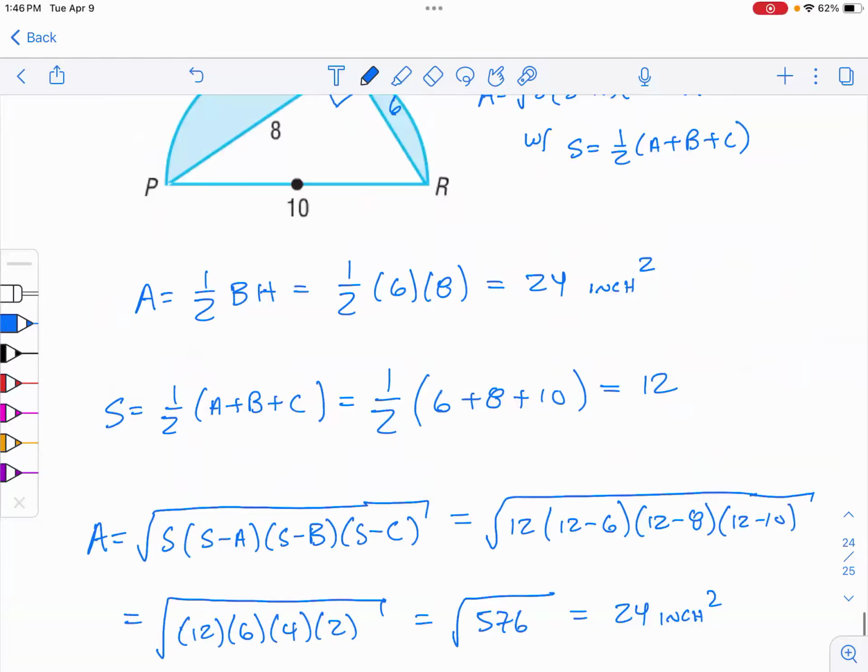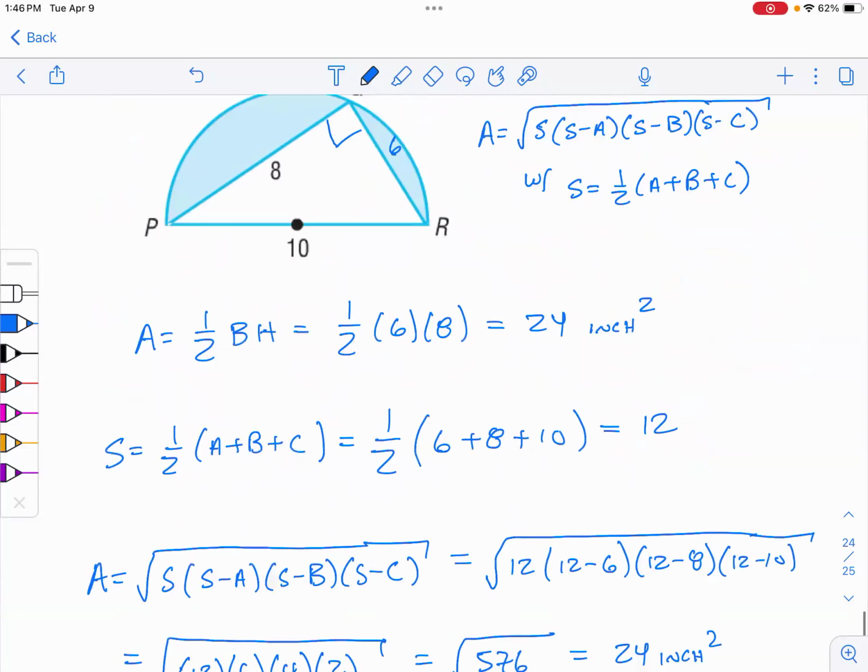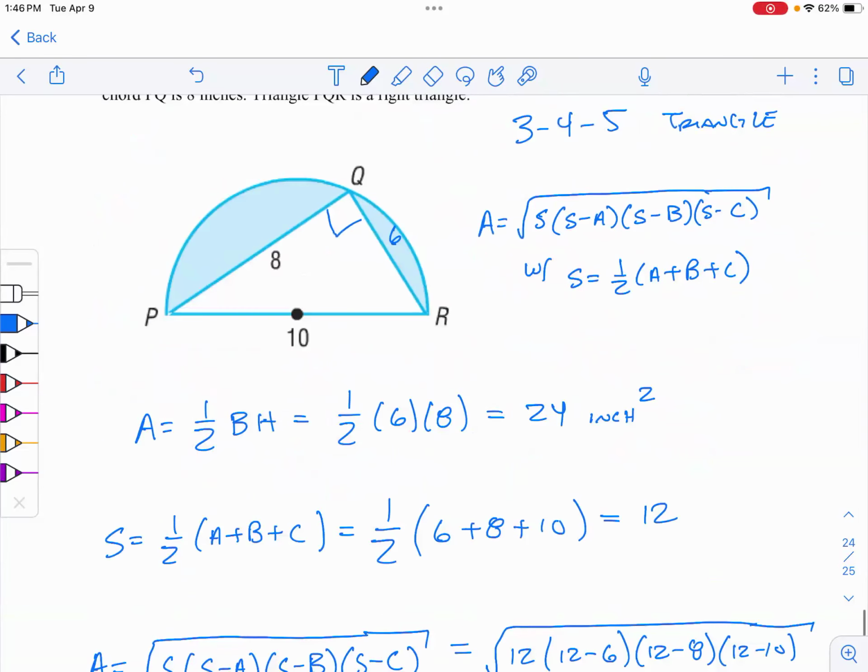Okay, and I have a semicircle, diameter 10 inches. So a semicircle is 1/2 pi r squared. That is the area of a circle, and half of it is a semicircle. And then all I have to do is 1/2 pi times the radius squared. And what was the radius in this case?